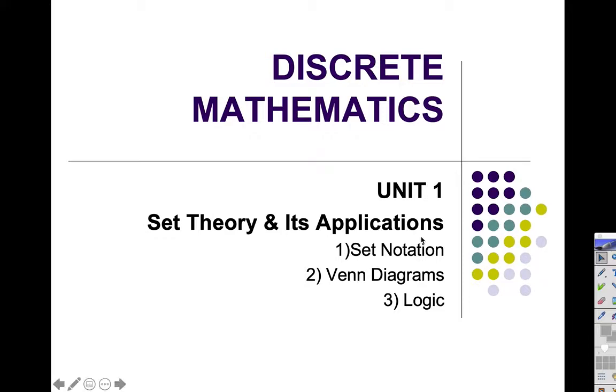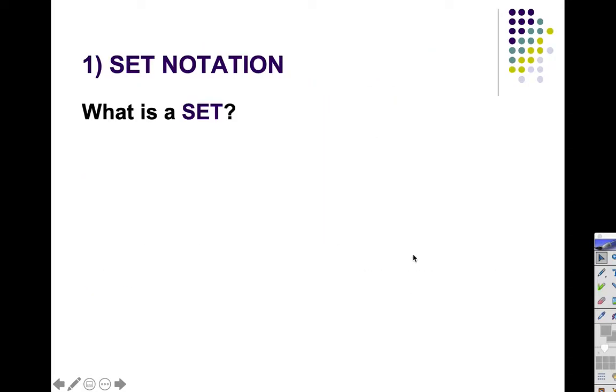In our first unit, our class is broken down into multiple units and then multiple subsections in each unit. The first unit we look at is set theory and its applications. In order to understand what set theory is, you have to look at its three main parts, and its three main uses are set notation, Venn diagrams, and logic. Today we're going to look at set notation.